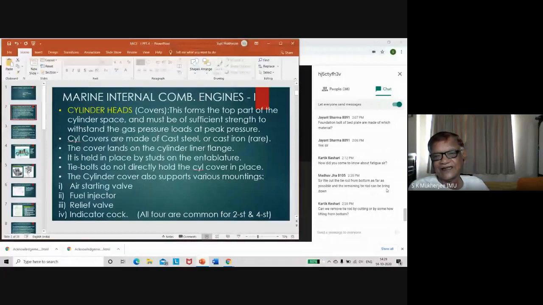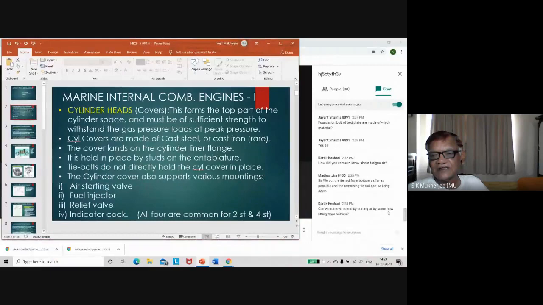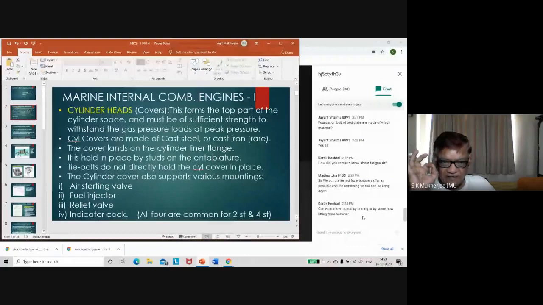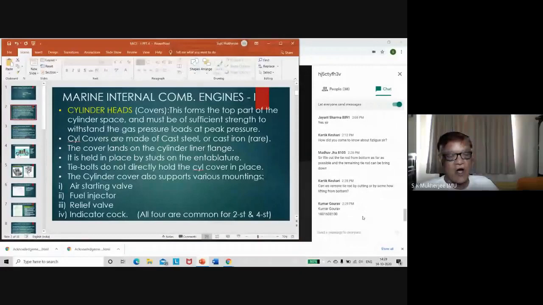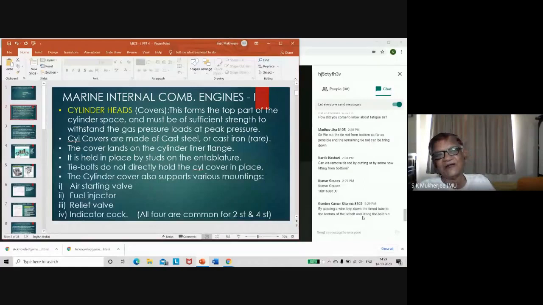Okay. Can we remove the tie rod by cutting or by somehow lifting from the bottom? What is this somehow lifting? You're an engineer. You're supposed to give very, very specific details in the procedure of removing the tie rod, step by step. Like we have jacks for lifting up the car, something like that. How many jacks? You have to lift it more than 40 feet, or even at least 21 feet. How will you lift it up?